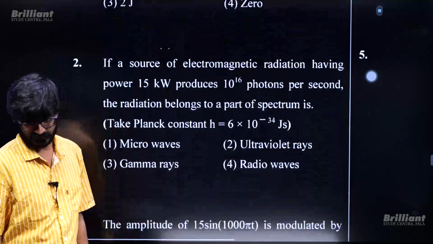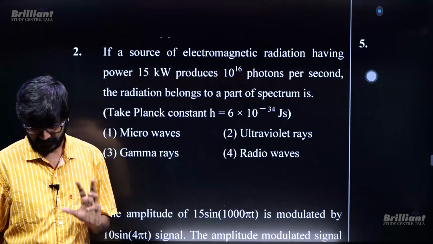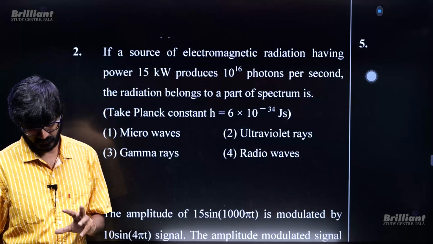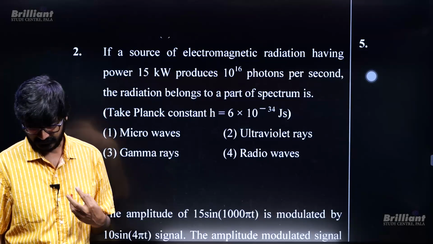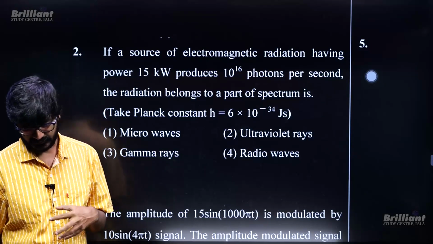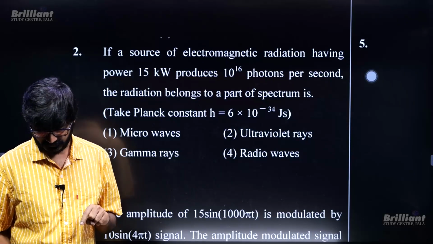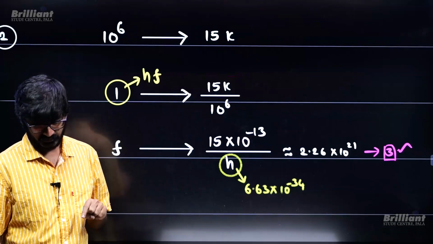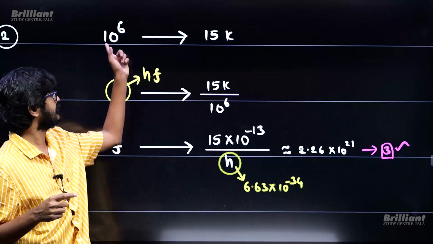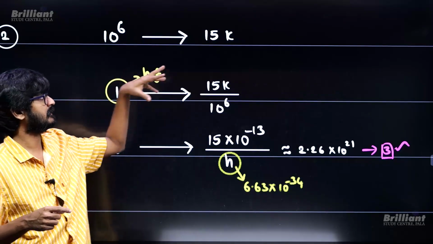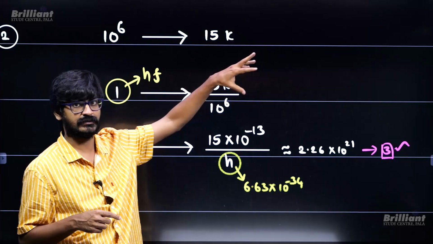Now going to the second question. If a source of electromagnetic radiation has power 15 kilowatt, that is 15 kilojoules per second, and produces 10 power 16 photons per second, then the radiation belongs to which spectrum? So how many photons per second? 10 power 16 photons per second. How much energy per second? 15 kilojoules energy per second.